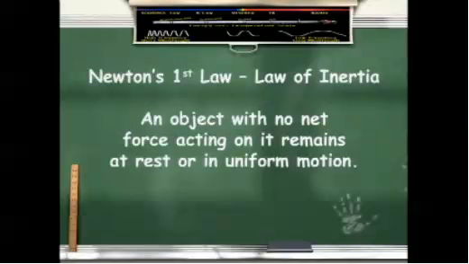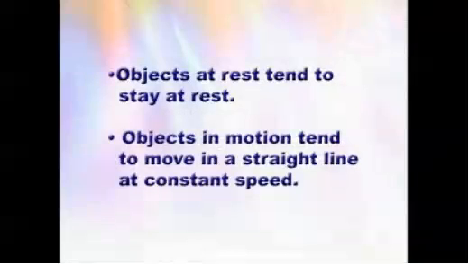Newton's first law of motion is also called the law of inertia. It states that when no net force acts on an object, the object will either remain at rest or remain in uniform motion. In other words, objects at rest tend to stay at rest, and objects in motion tend to stay in motion at constant speed and in a straight line. Unless some outside force pushes or pulls the object, it will remain in its present state of rest or uniform motion forever.